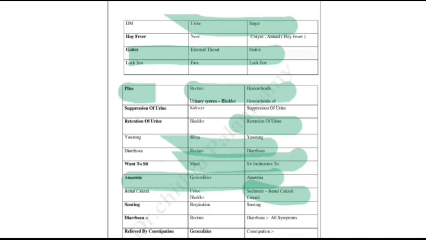Snoring rubric, where we can find respiration, snoring. Then there are two important rubrics, like diarrhea amelioration and constipation, relieved by constipation. Relieved by constipation we can find in the generalities chapter. Amelioration by diarrhea we can find in the rectum chapter. Okay, this is very important.